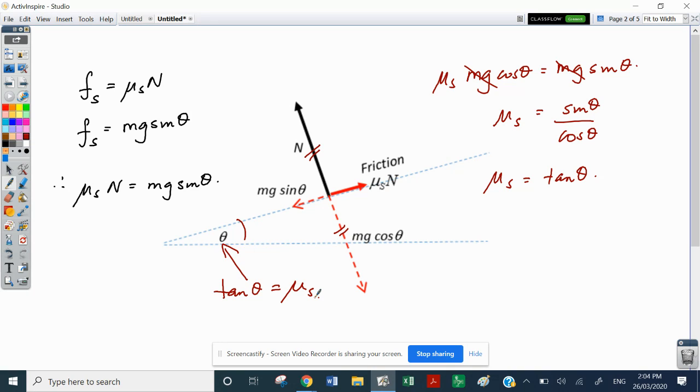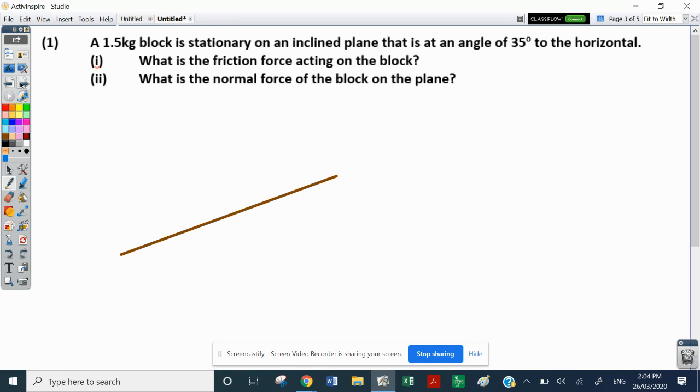Now, remembering what this angle theta is compared to this mu s: the angle whose tan gives the coefficient of static friction is the largest angle we can make this plane incline at before it starts to move. Okay. All right, let's go and have a look at a few examples.